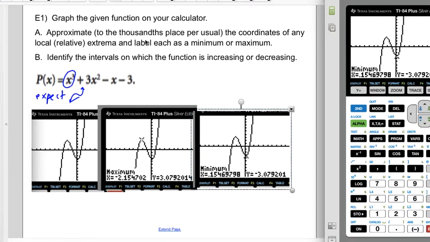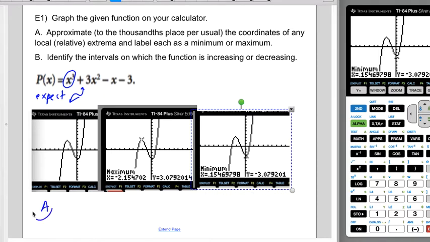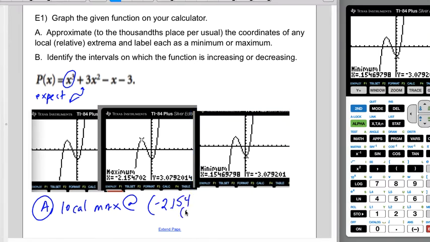So once I'm here, I now have the coordinates of the max and min. So I'm going to go ahead and start answering by saying that A, there is a local max at, and this is approximate, negative 2.154 or 5, depending on if you round or truncate. That's the x coordinate, comma, and we'll say at approximately so that we're clear, comma 3.079.